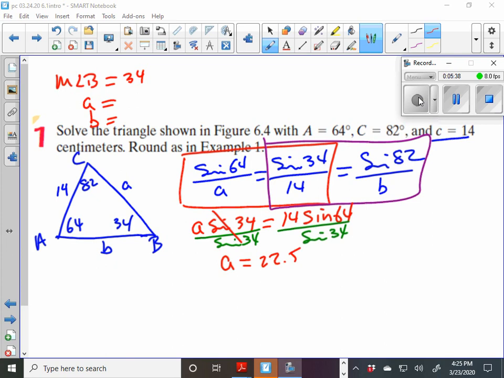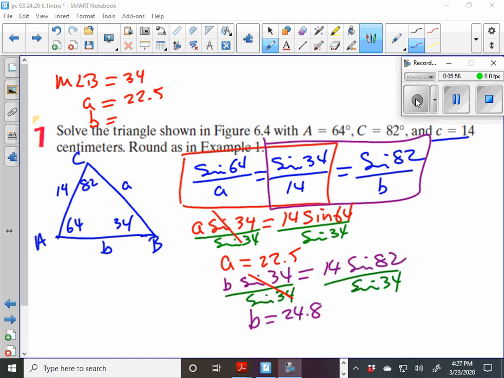So this is going to be 22.5, whatever the inches are. And then we've got to go back and find b, right? So I'm going to put 22.5 here. I'm almost done, and you can check my work. I'm going to pause it again and let you guys work through it also. And b equals 24.8. And we have solved the triangle. Finding all the missing pieces solves this.